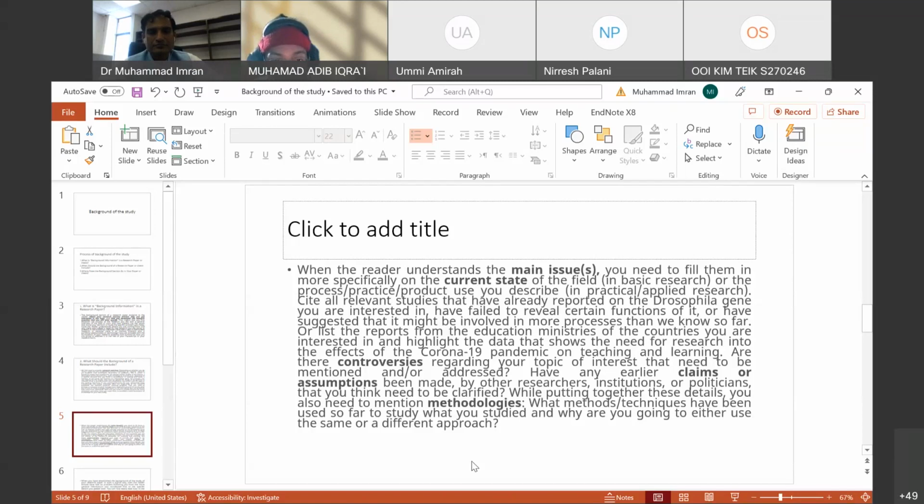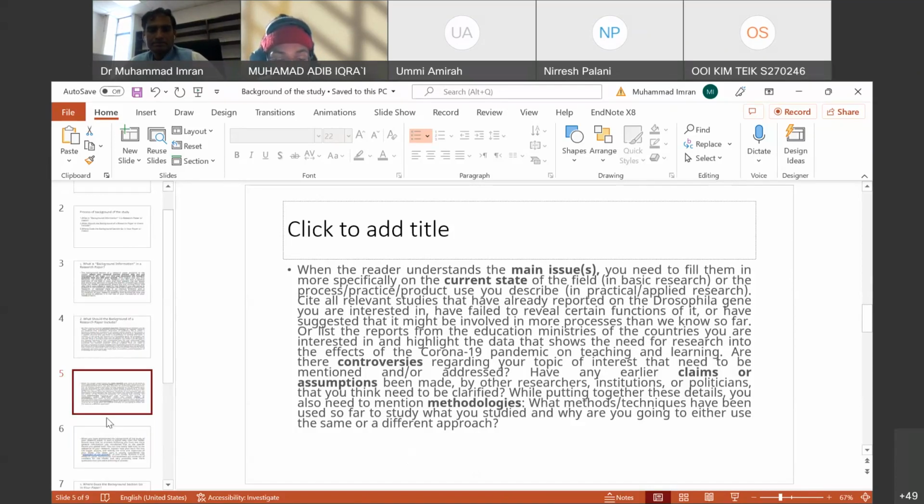Are there controversies regarding your topic of interest that need to be mentioned or addressed? Have any earlier claims or assumptions been made by other researchers, institutions, or politicians that you think need to be clarified? While putting together this detail, you also need to mention methodologies. What methods and techniques have been used so far to study what you studied, and why are you going to use either the same or a different approach?